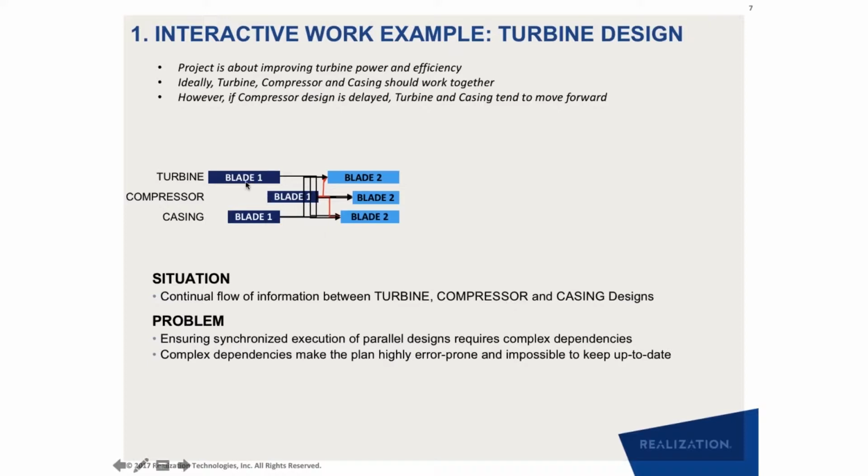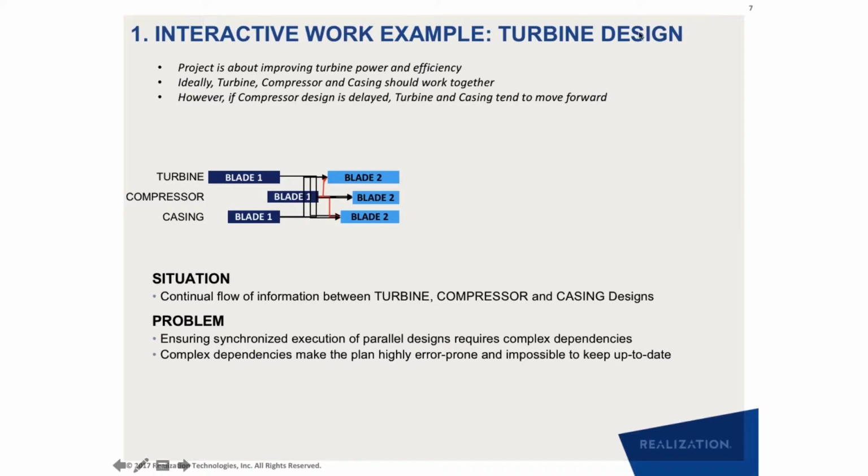So you want to share information between these 3 designs as you move forward. And to give you an idea, these designs are pretty long activities. They can take somewhere between 2 weeks to sometimes even 6 weeks. So if you have a delay in the compressor design, you might have created a very synchronized plan where the turbine, the compressor and the casing design are happening in parallel, but in execution there might be a delay on the compressor design. So now suddenly everything is out of sync. So the problem is, how do you ensure synchronized execution of these 3 different designs without creating very complex dependencies?